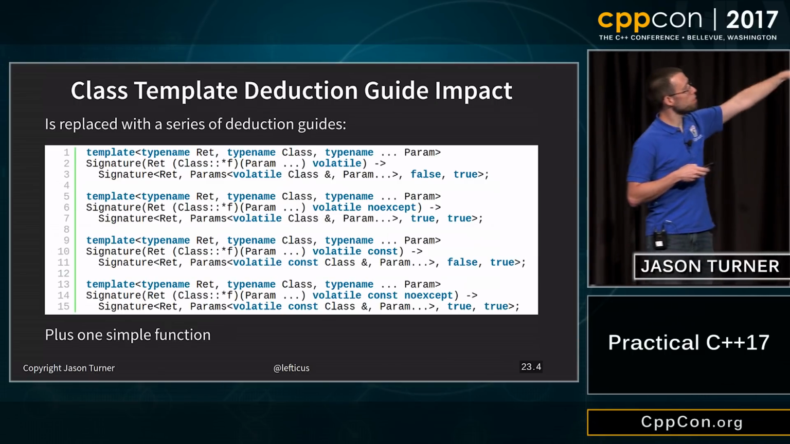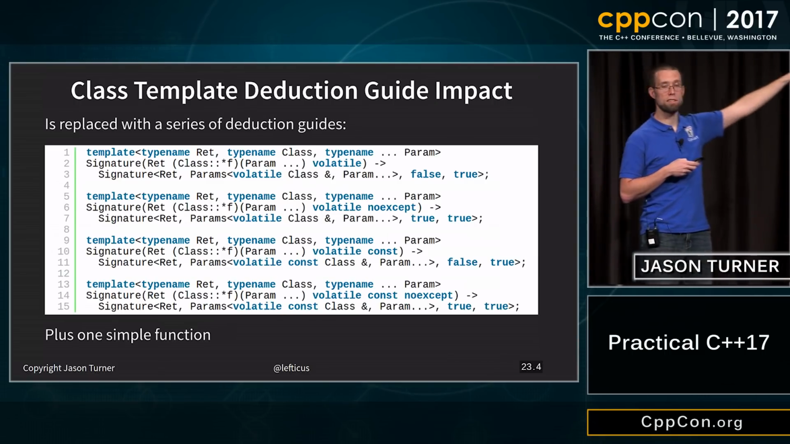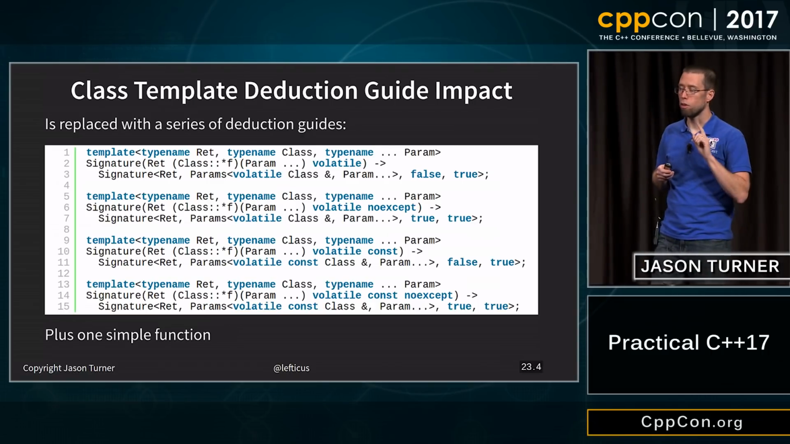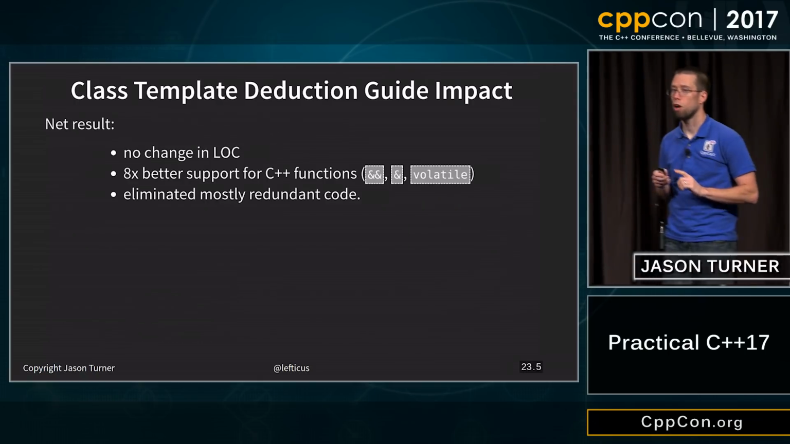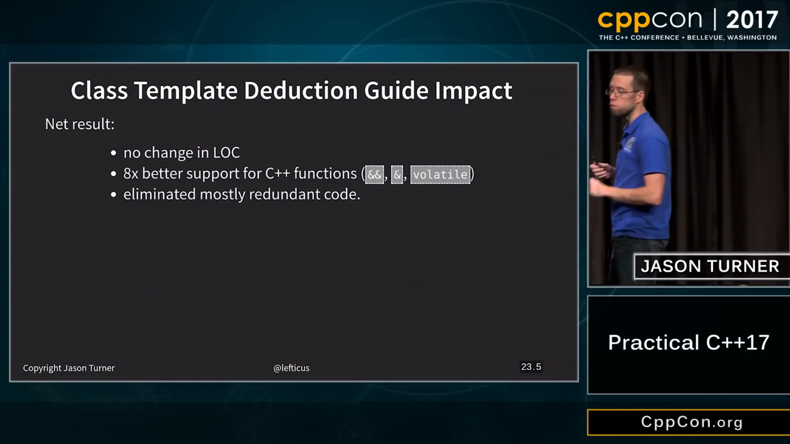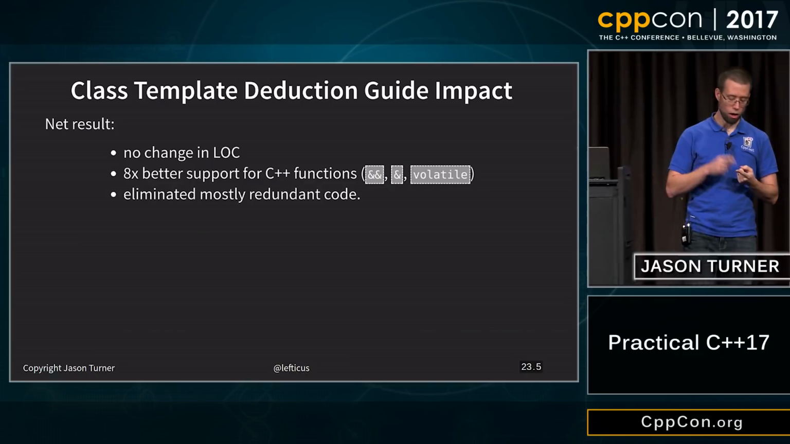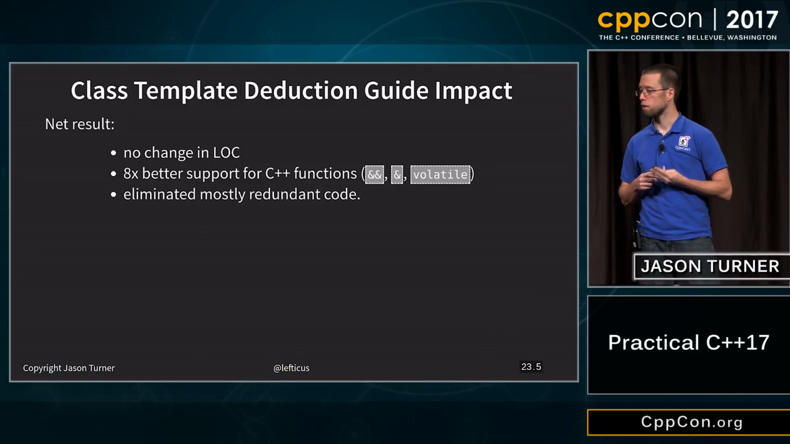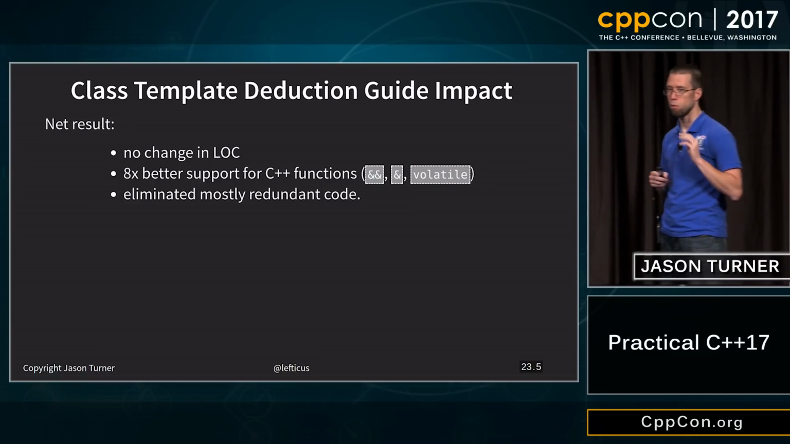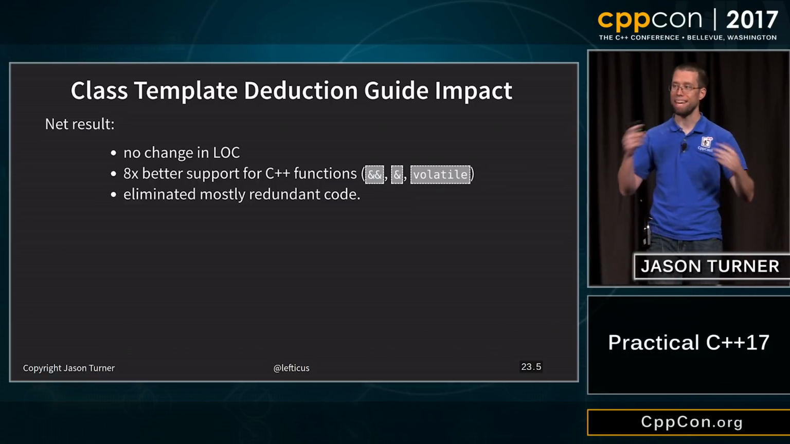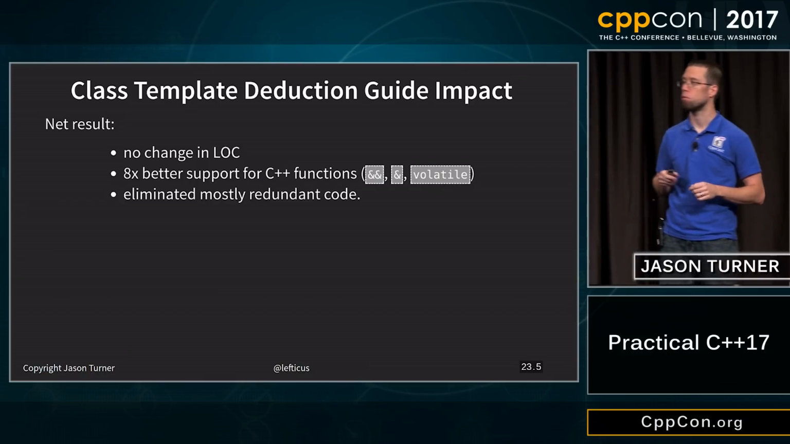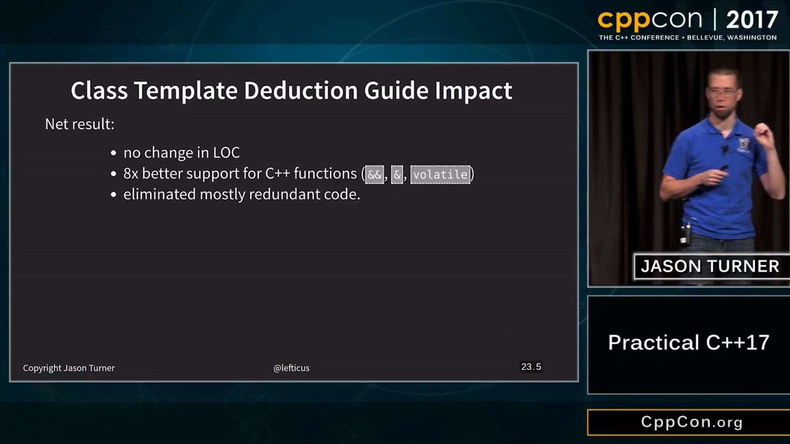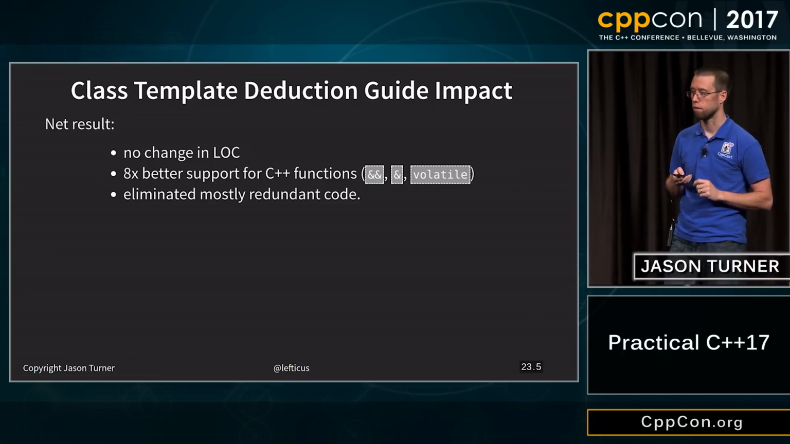So I have all of these template deduction guides plus one simple function that does the dirty work. I ended up with no change in lines of code. However, I was able to add rvalue reference and reference specifiers and volatile specifiers, so I ended up with 8 times the coverage. I now can support every possible method signature in CppCon and had a zero net on my lines of code. And I liked that.